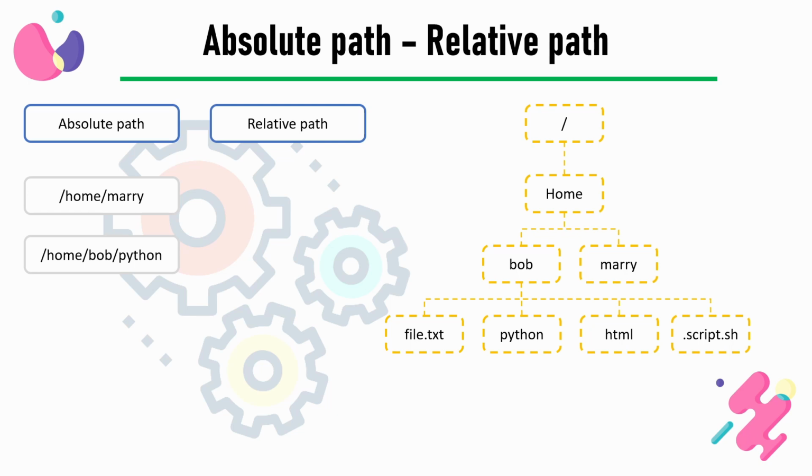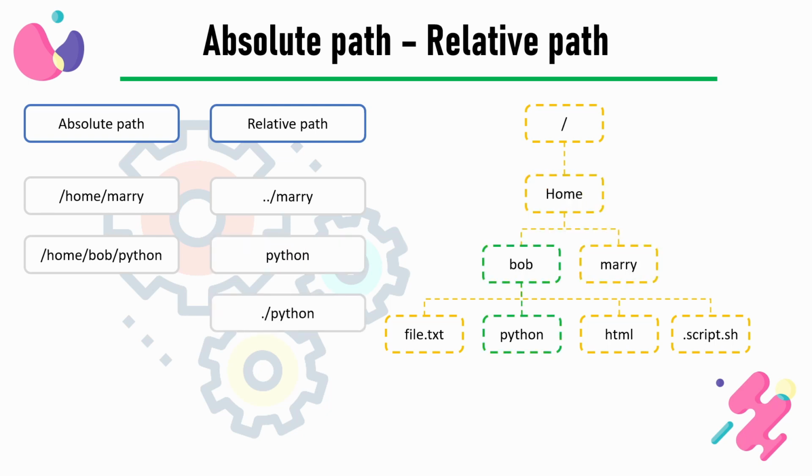For example, here the relative path to the home directory of Mary is ../Mary. So here we have double dots to move up to the home directory, and then from the home directory we navigate to the home directory of Mary, which is the Mary directory. And the relative path of the Python directory is either Python or ./Python. So the dot here represents the current directory.